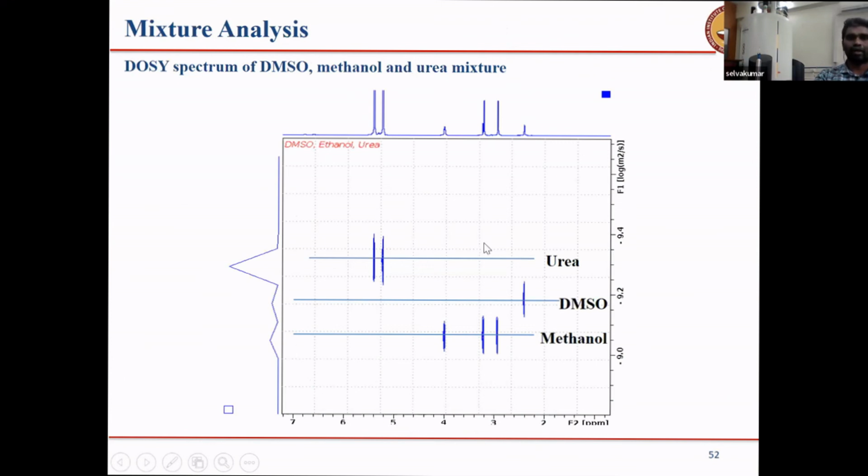This is the DOSY NMR spectrum of a mixture of DMSO, methanol, and urea. See here, this is the diffusion coefficient axis, and this is the proton NMR spectrum. Each compound will give its own slice. See, this is the urea signal here, and this is the DMSO signal, and this is the methanol signal. Here we can see the diffusion coefficient. From this diffusion coefficient value, we can find out the molecular size. It will be useful for polymers and oligomers also.